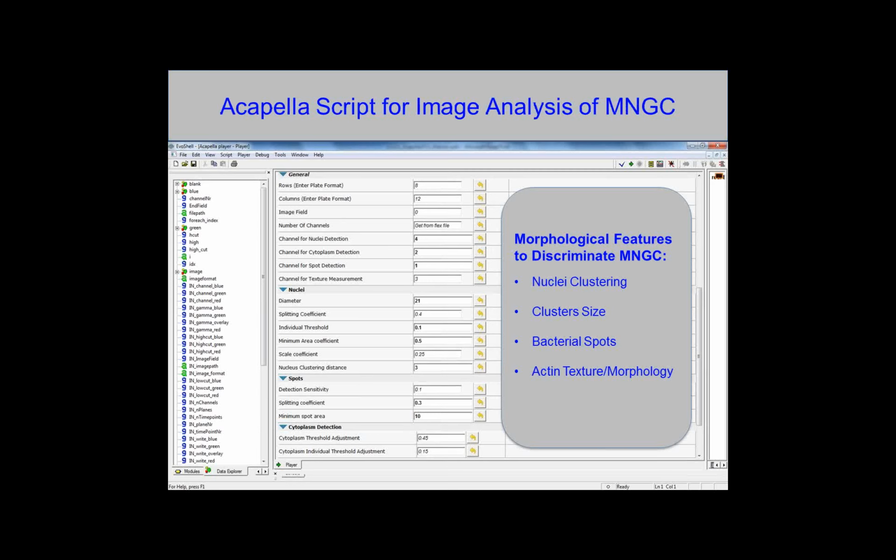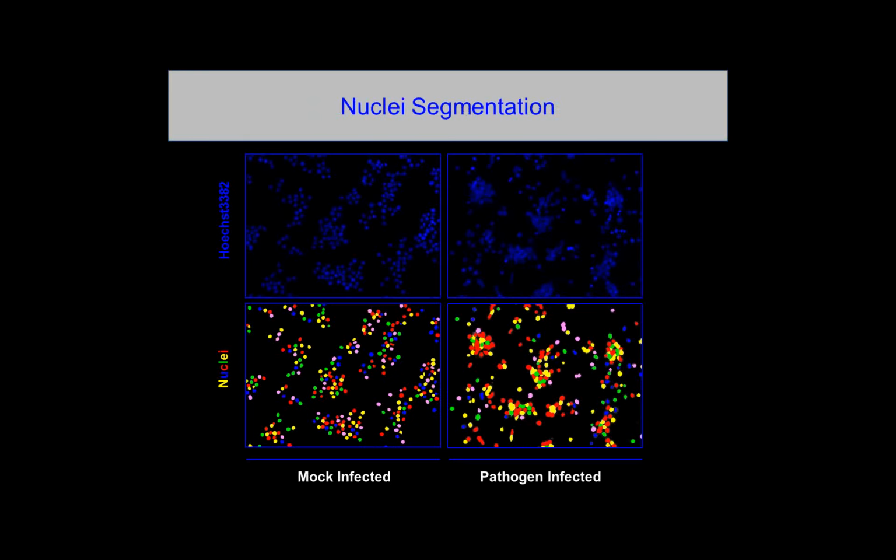In terms of image analysis, we use PerkinElmer Acapella, and we designed a custom script to extract and quantify several morphological features that might be useful to distinguish MNGCs from other kinds of cells, both in the infected and uninfected cells. And of course, we look at the clustering of the nuclei, the cluster size, the cytoplasm size, and the number of bacterial spots. And also, we look at actin texture and morphology, so the distribution of actin inside cells. I want to briefly walk you through the image analysis.